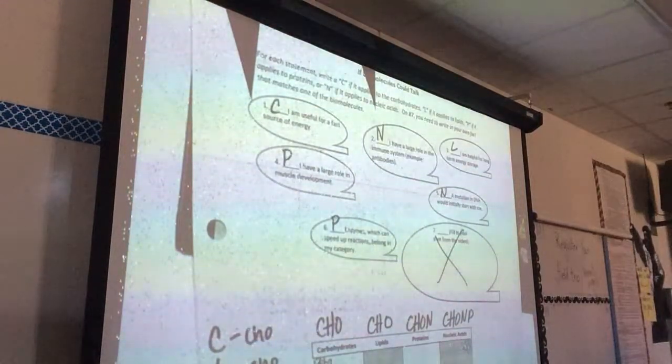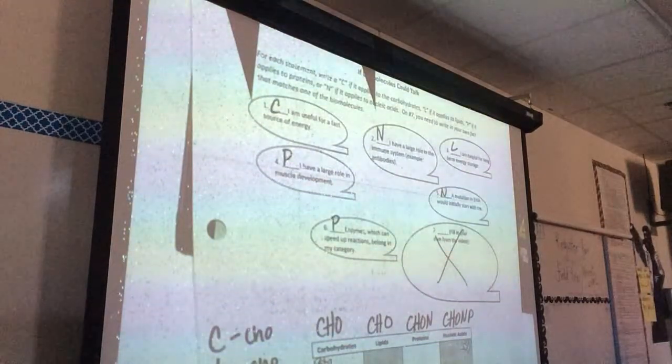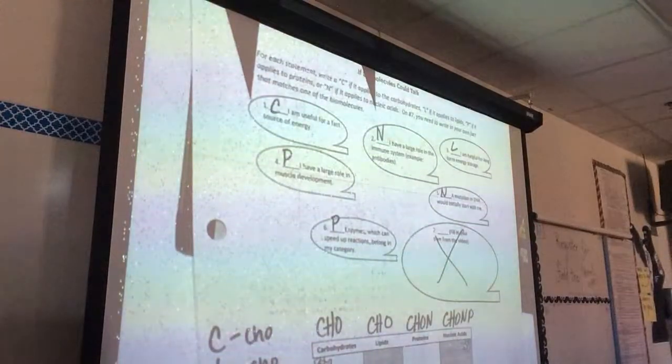Number 4, plays a large role in muscle development. Guys, what kind of bars and shakes and powders do you take to bulk up? So number 4 is P. P for protein. Proteins help to build muscles.